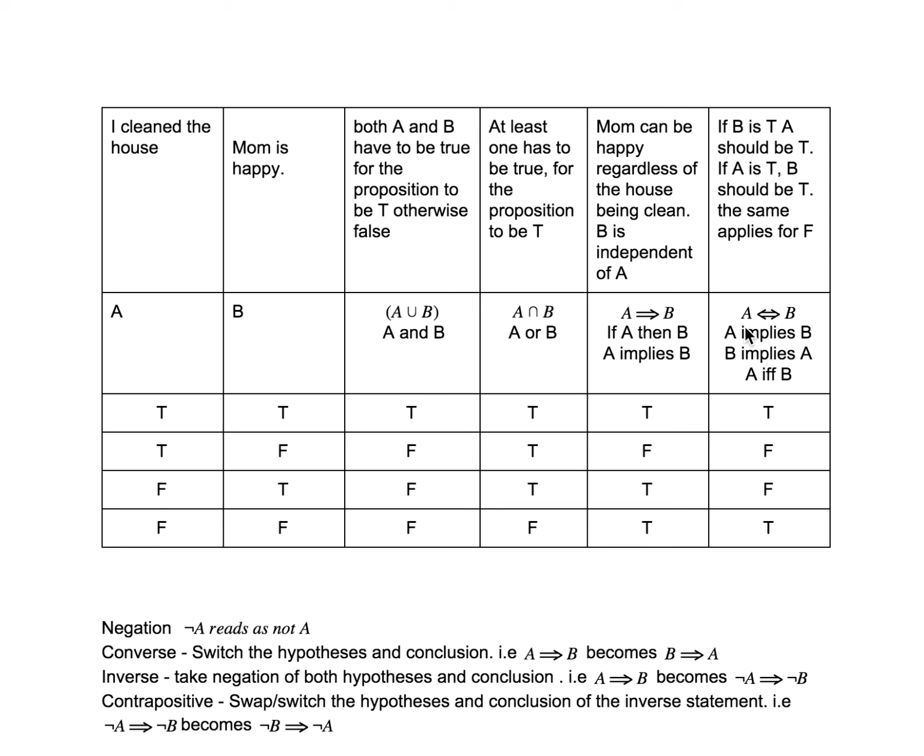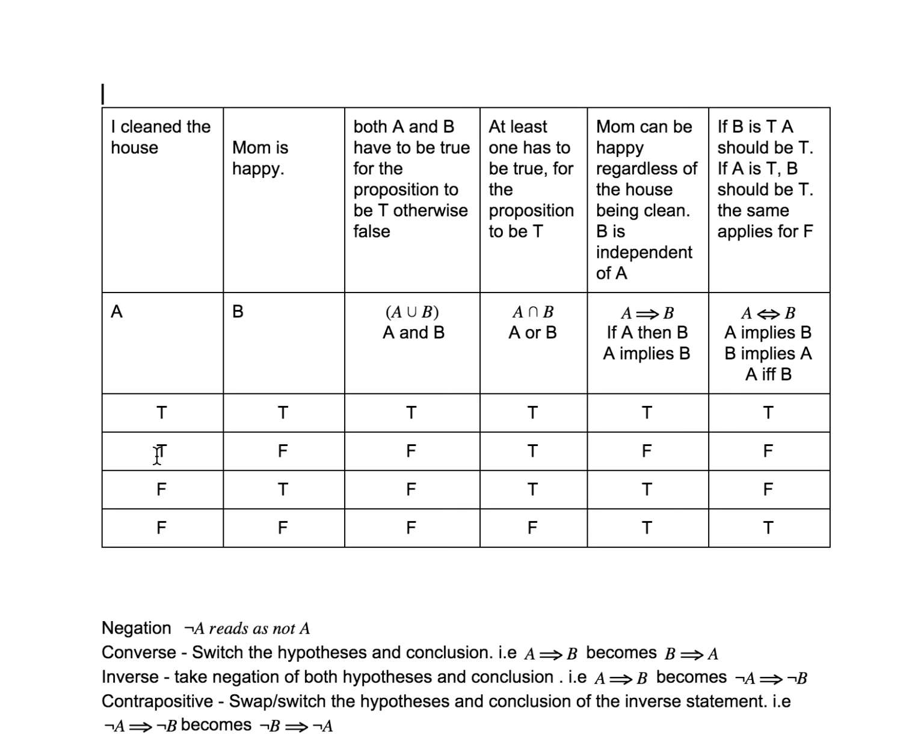So for instance, this statement reads A implies B and B implies A. Usually the way most people read it is just A if and only if B. That means if A is true, B also has to be true. So because A is true and B is true, the statement A if and only if B is true.